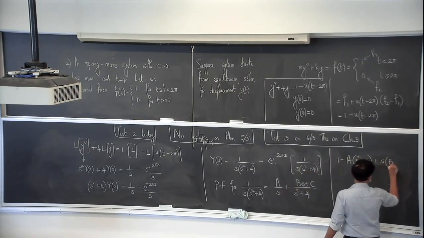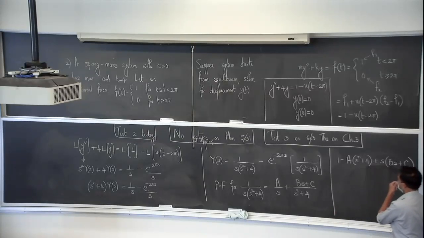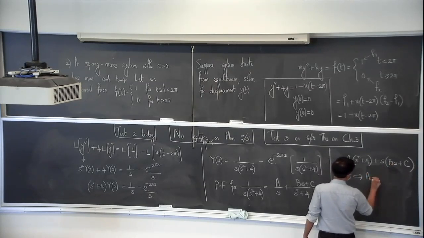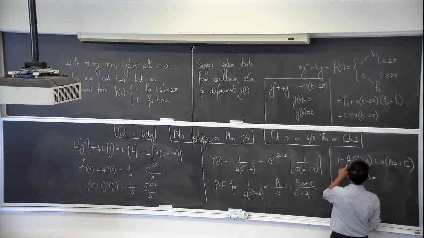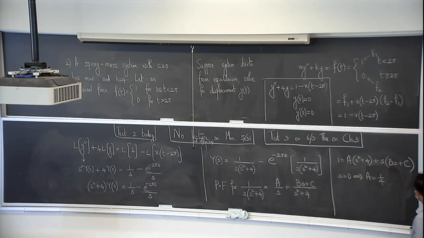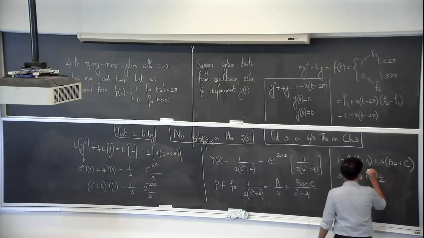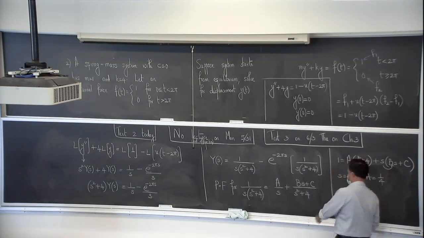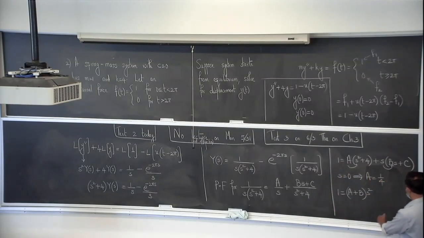You can do whatever method is comfortable for you to solve for A, B, C. I usually prefer putting s equal to 0 to find A, then A is 1/4. And for the remaining, I would just expand it out and compare the coefficients. So 1 equal to, this is A s squared plus B s squared, that is A plus B times s squared. Again, you may have other techniques for doing this, so feel free to use whatever you like. Plus 4A plus Cs.